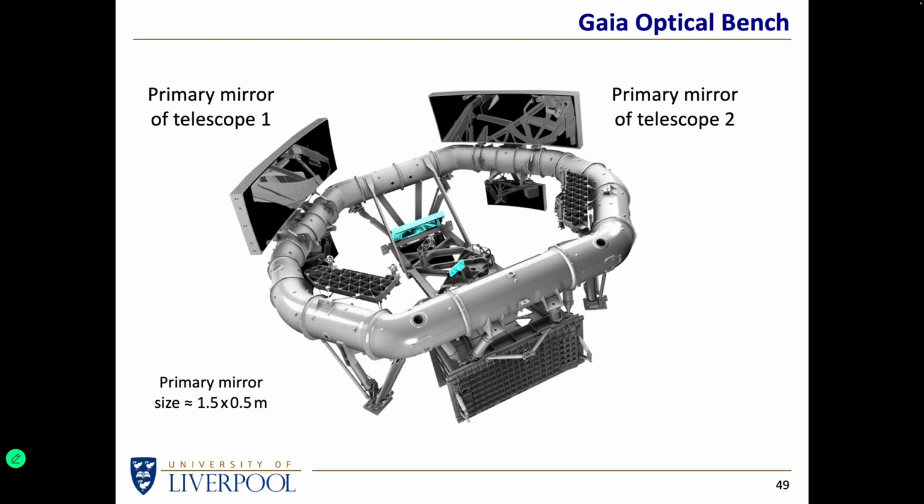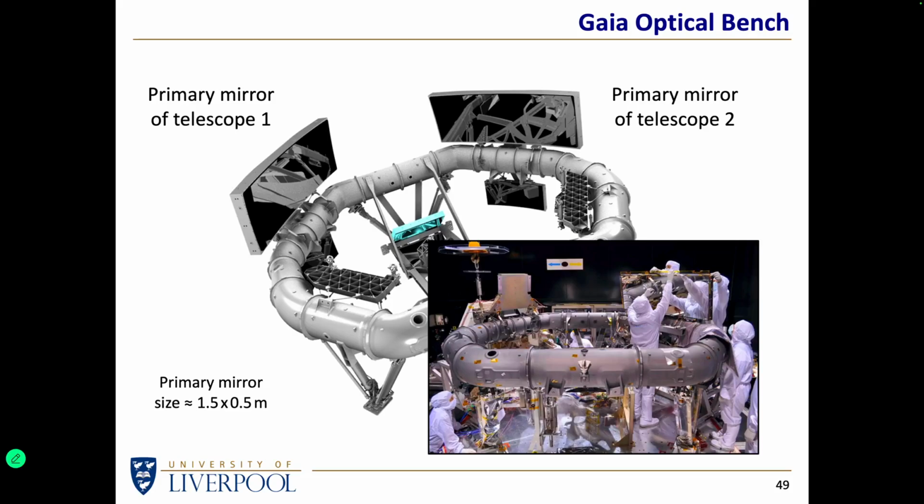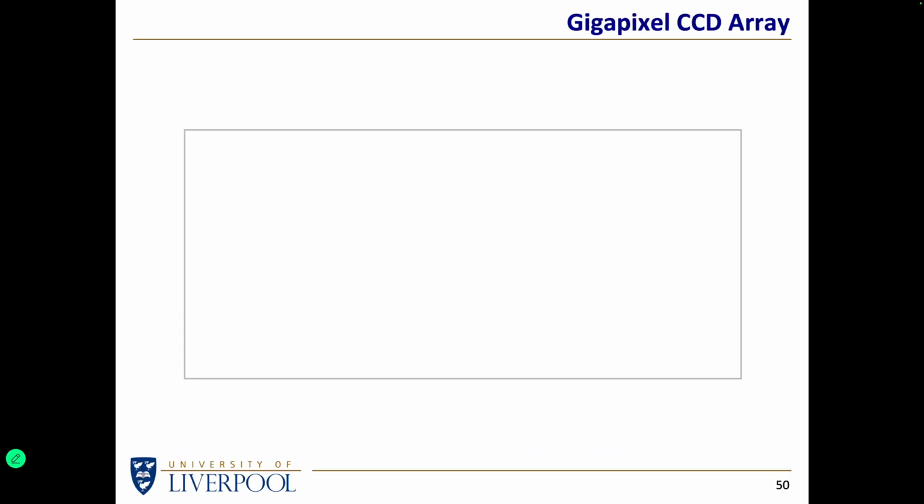The primary mirrors are approximately 1.5 by 0.5 meters in size. Just to give you an idea of scale, there are some Astrium technicians putting one of the mirrors in place onto the optical bench, the big donut-shaped object that has to be a very rigid structure to make sure these mirrors are exactly where you think they are.